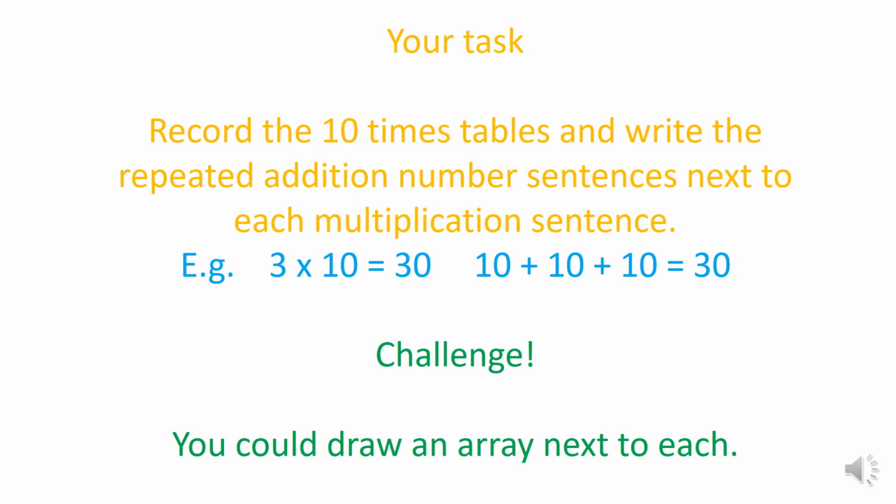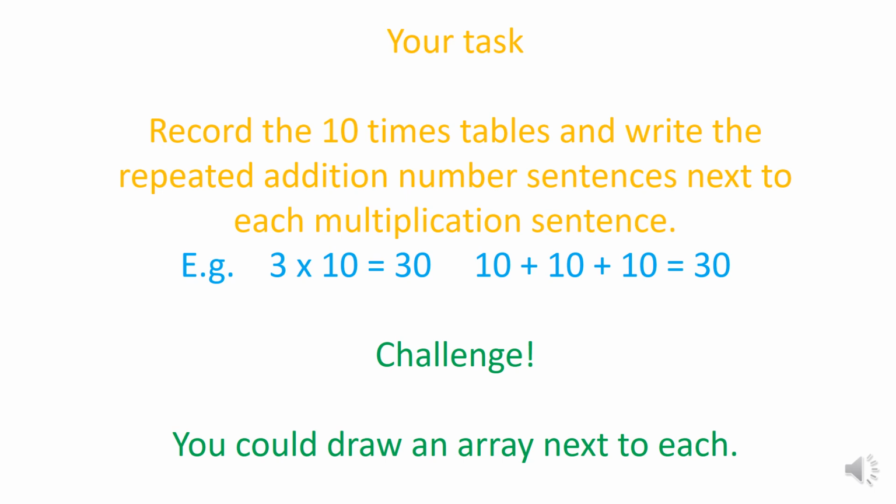And now we're moving on to your job. So your task today is to record the 10 times tables. That means write them down. And you're writing the repeated addition number sentences. So just like the rest of this week, when you've been focusing on the 2 times table and the 5 times table, you're going to write down all of the 10 times tables and write down the repeated addition number sentence next to each. So here's my example in blue. 3 times 10 equals 30. 10 plus 10 plus 10 equals 30. So see if you can do that for all of the other 10 times tables.